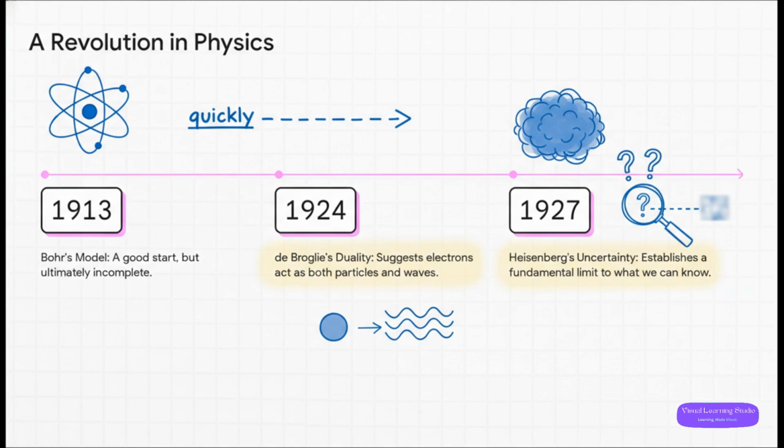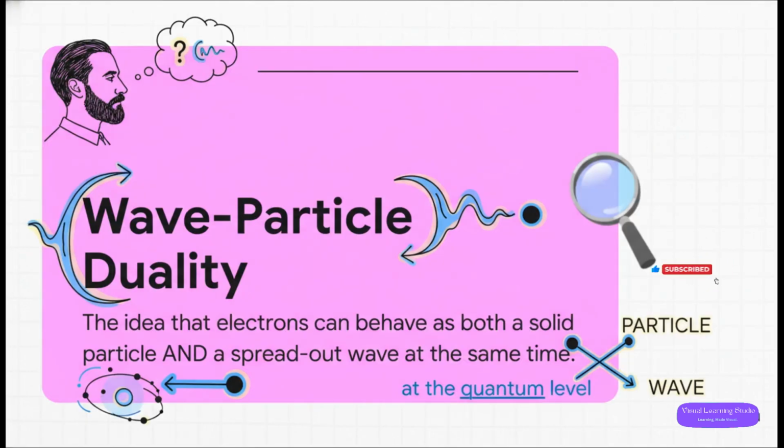Just think about how fast everything changed. We start with Bohr's model in 1913, but then, just over a decade later, guys like Louis de Broglie and Werner Heisenberg show up and basically flip the whole table over. The rules of physics were being completely rewritten. And this brings us to one of the wildest ideas in all of science, wave-particle duality.